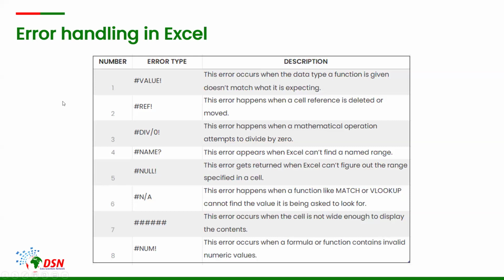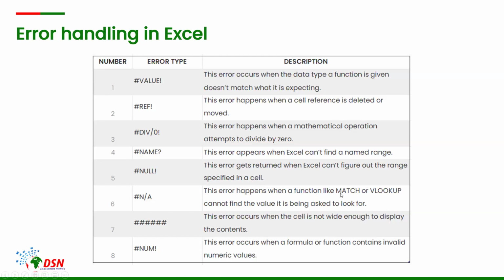So we also have the null error. This error gets returned when Excel cannot figure out the range in a specified cell, like you have specified the range and Excel does not understand it. This one is really very common, probably after you have worked between different workbooks and worksheets and specified a null. So Excel returned a null value. This one is also one of the ones that we have seen.